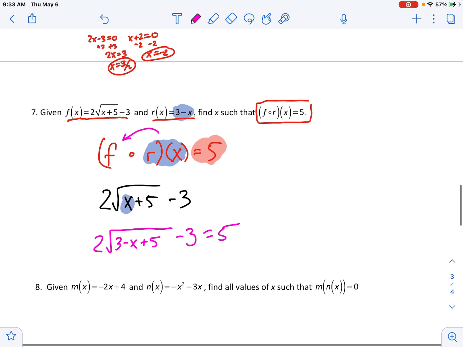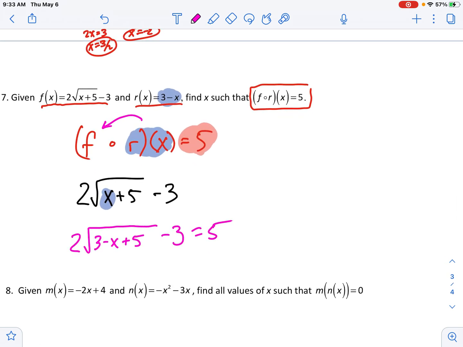All right, so let's write this out. 2 square root, simplify inside a little bit here. 3 plus 5 is 8. So I have 8 minus x, and then minus 3 equals 5. Good news for you, this is old as well. This is stuff you should already know. This is where algebra can always keep coming back. Okay, let's make this a little smaller.